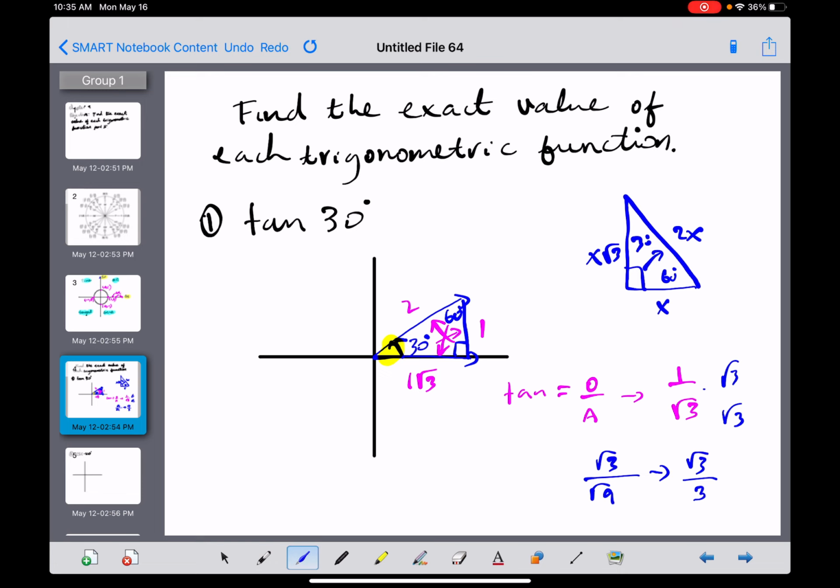Then the last step, we have to determine whether our answer is positive or negative. Since my angle falls in the first quadrant, where A stands for all functions are positive, the answer is positive and not negative. Okay, let's move on to number 2.